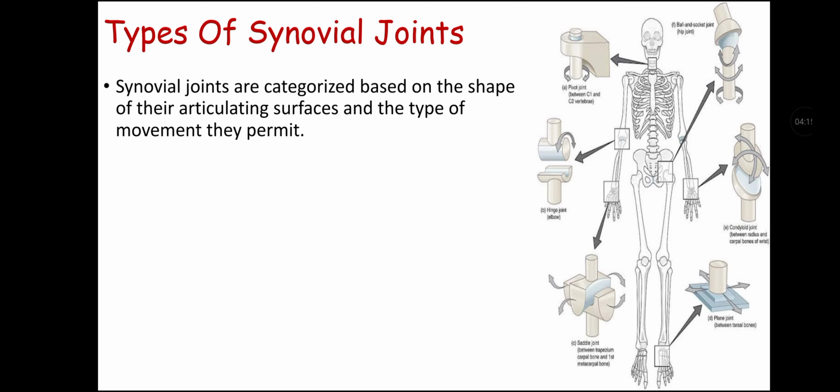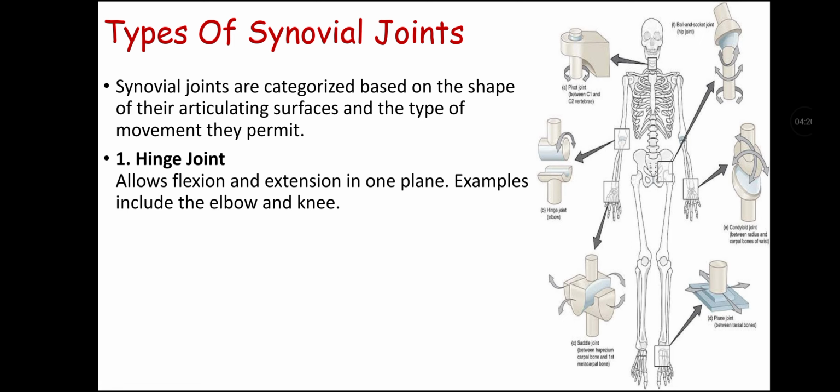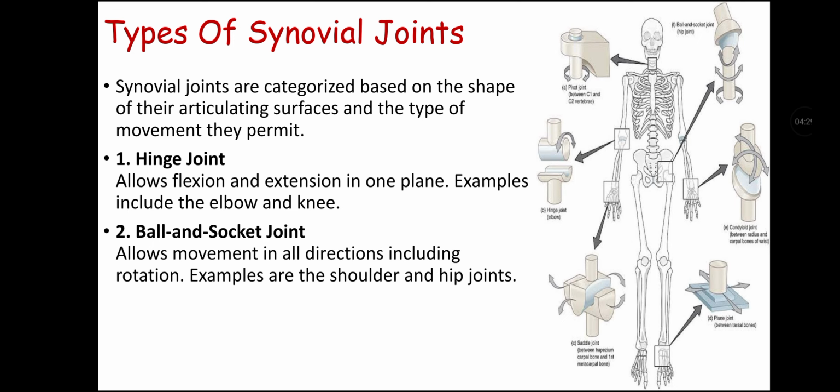Synovial joints are further categorized based on the shape of their articulating surface and type of movement they permit. They include hinge joints that allow flexion and extension in one plane. Examples of this include elbow joint and knee joint. Next type of synovial joint is ball and socket joint that allows movement in all directions including rotation. Examples of this include shoulder joint and hip joint.